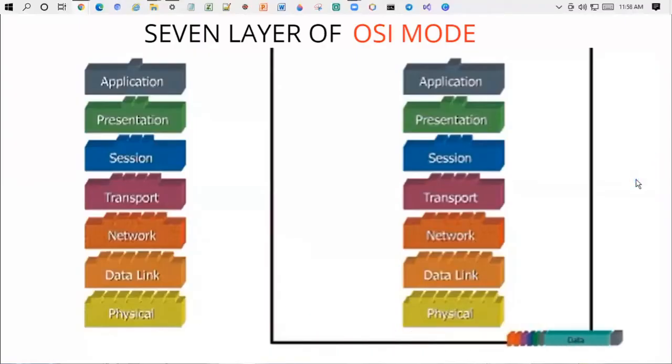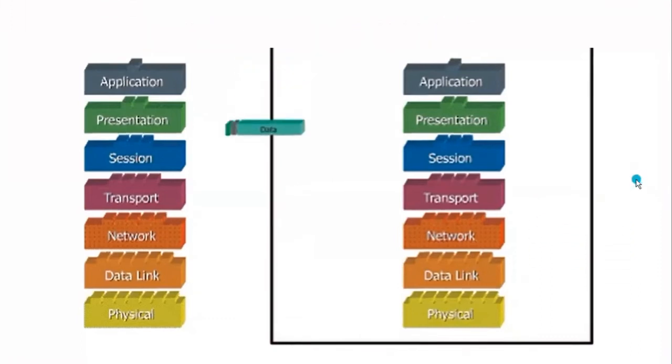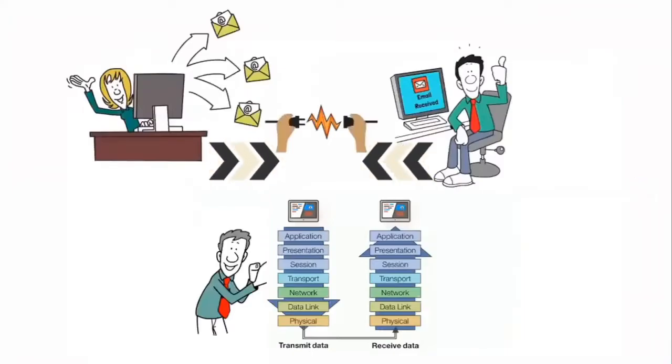From a design point of view, it divides larger tasks into smaller, more manageable ones. The 7 layers of the OSI model are: layer 1, physical layer; layer 2, the data link; layer 3, the network; layer 4, the transport; layer 5, session; layer 6, presentation; and the last one, layer 7, which is the application.